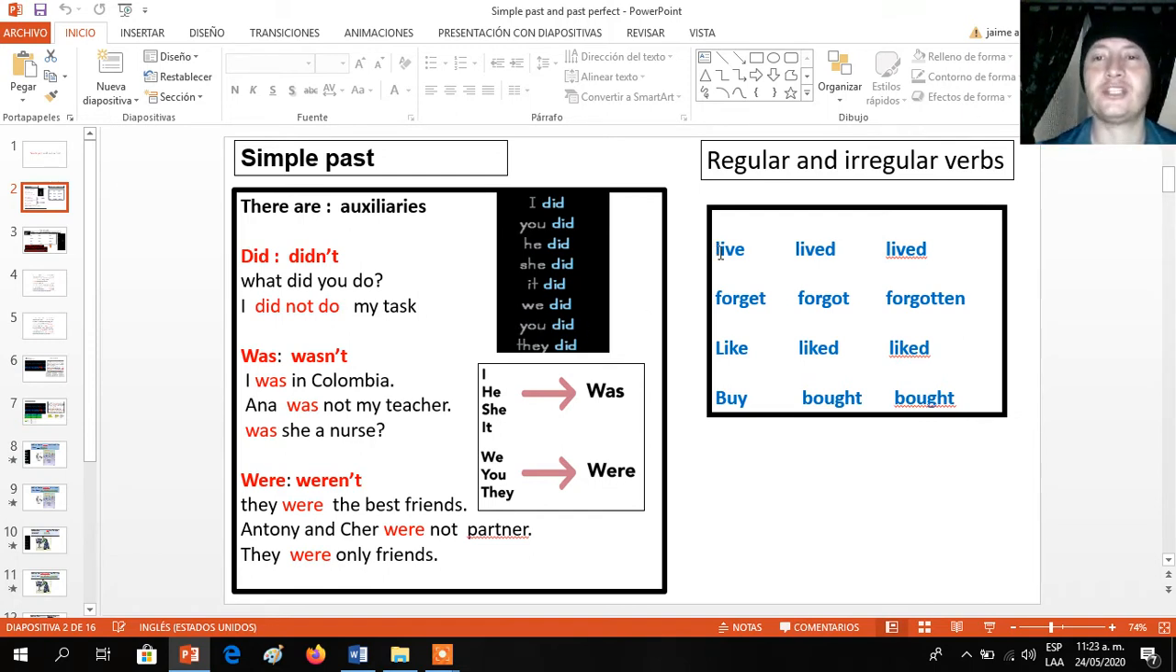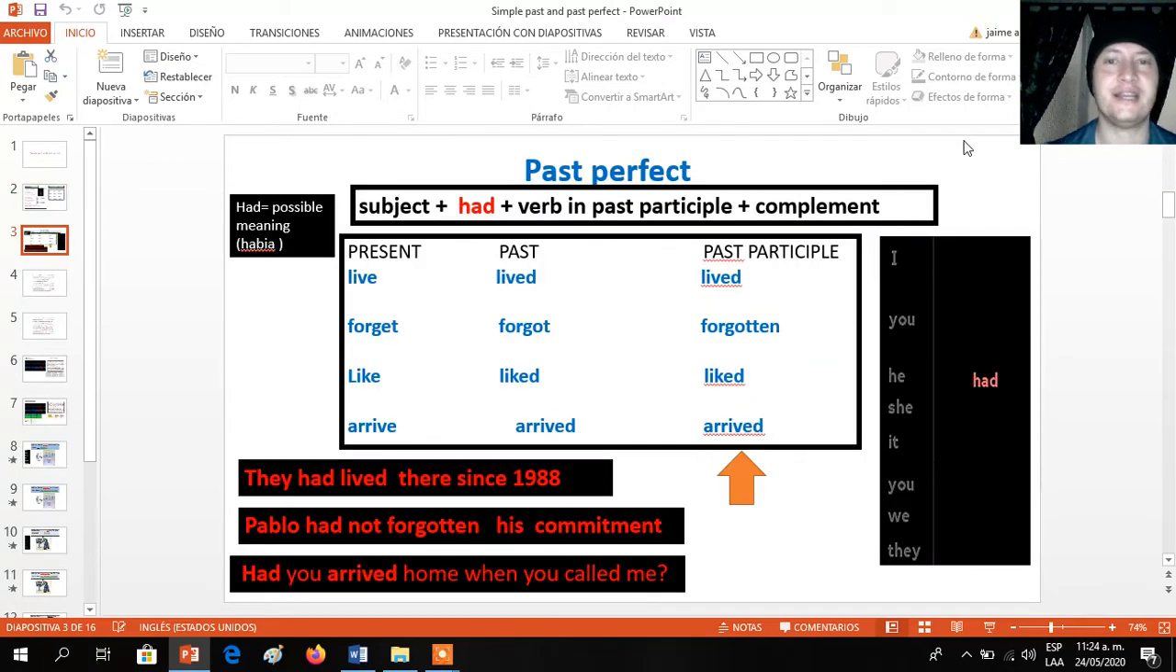Now, pay attention. Leave, lived, lived. Forget, forgot, forgotten. Like, liked, liked. Buy, bought, bought. Vamos a ver. ¿Cuál de esos verbos son? Which one of them are regular and irregular? Very good, guys. The irregular are forget and buy. And regular are simple, it is easy to understand them, live and like. Very good. Now it's time to look at and check the other aspect in this class, the past perfect.